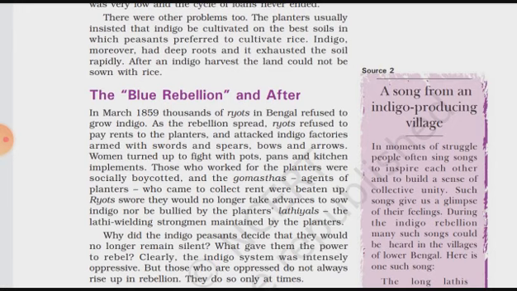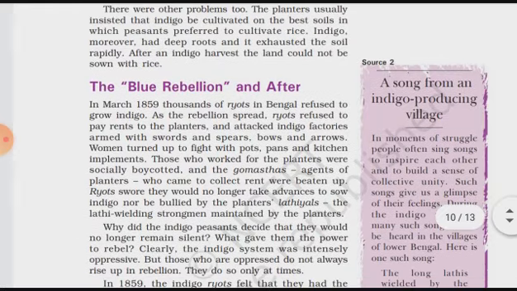After an indigo harvest, the land could not be sown with rice. If you have planted indigo in a particular land and harvested it, this land would not be fertile anymore, and you could not cultivate rice on the same piece of land.